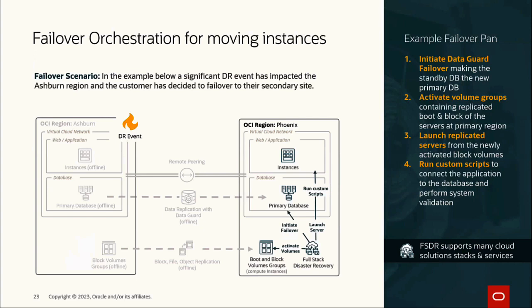Okay, so now here's an example of the kind of things that we do. And this is a failover as opposed to a switchover. We're assuming that the left-hand side there is the primary region, and it's gone down and can't access anything at all. This is very high level; there are a lot of other things that happen here. Basically, we're going to initiate the Data Guard failover for you. Then we're going to activate the volume groups on the right-hand side there in the standby region. Then we're going to launch those replicated servers. After we do that, we're going to run any custom scripts that you have to start up your applications, and you just add them right into the plan.